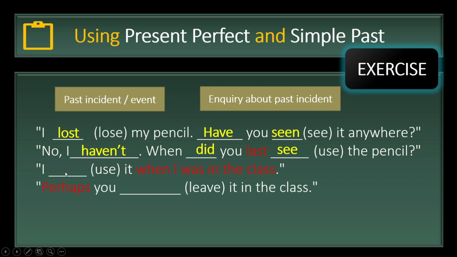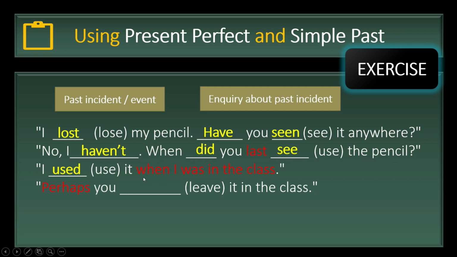Now look at this here. The question is in simple past and the answer should be in simple past. Because this is a question, we used did and V1. But in affirmative sentences, we put them together, did and see, and we get saw. Okay? Sorry, this is actually when did you use the pencil. That's my mistake. Excuse me for that. When did you last use the pencil? So when you put did and use, when did you use the pencil? The answer should be I used it when I was in the class.